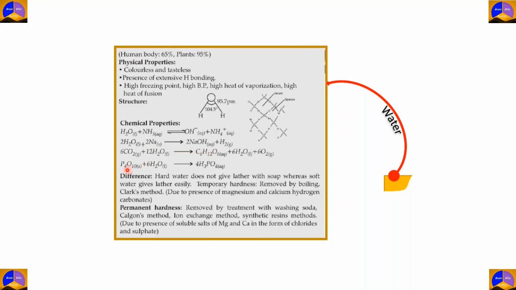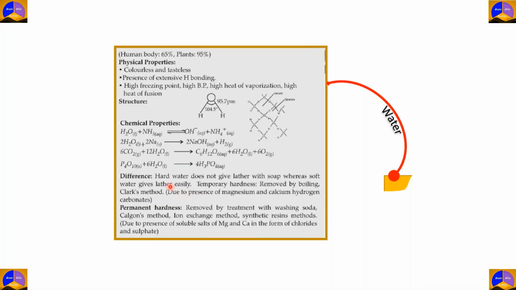Now, the last equation states that potassium oxide plus water gives you phosphorus oxide plus water gives you phosphoric acid. Now, this is an equation for the hydrolysis constant. Now, we'll move on to the difference between hard water and soft water.